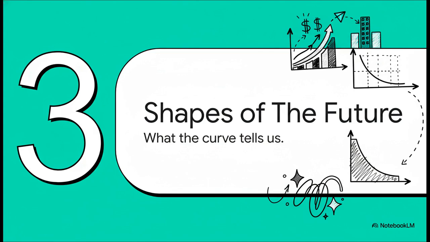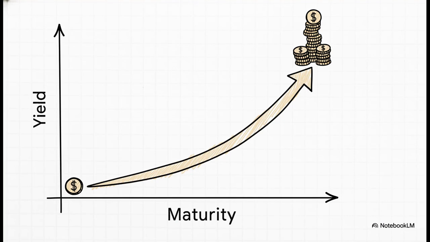Okay, so here's where it gets really interesting. The secret to the yield curve, the magic. It isn't about any one specific number on the graph. The whole story, the part that has all that predictive power, it's all about the shape of the curve. So most of the time, the curve looks like this. It slopes up. We call this a normal yield curve.